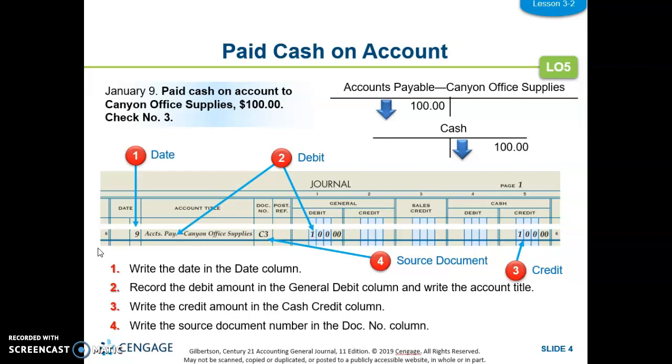So, three types of transactions. Make sure you are writing neatly so that you can read all of the numbers you have written and don't make mistakes.